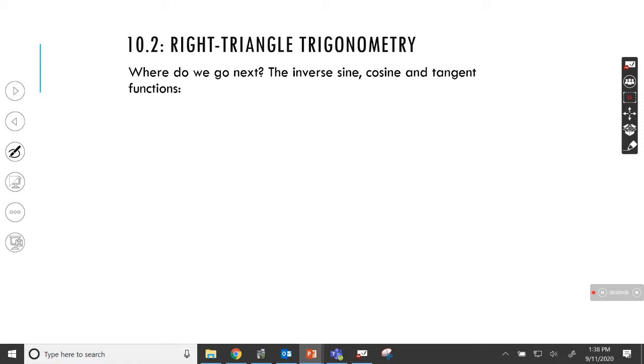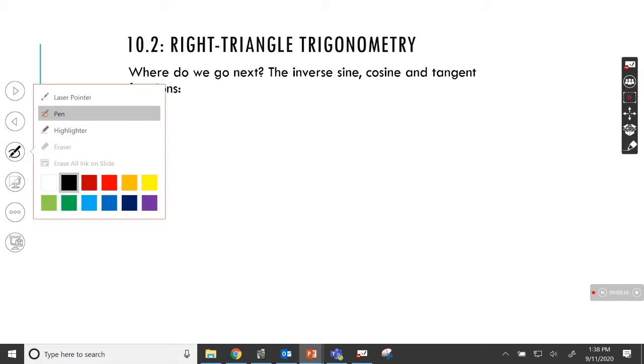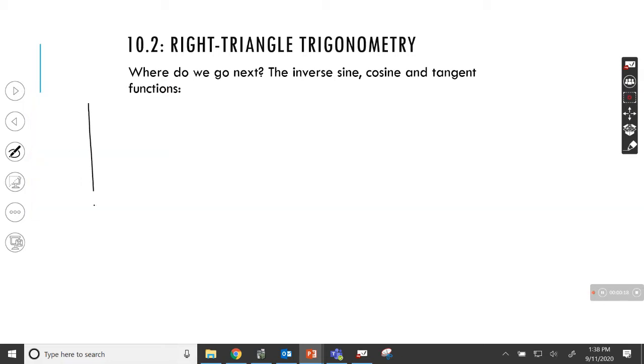We're talking about right triangle trigonometry still, and here we're going to talk about the inverse functions. So, the three inverse functions. Again, we're going to need to set up a right triangle, and we're going to call the angles A, B, and C again, and the sides, little c, little a, and little b.